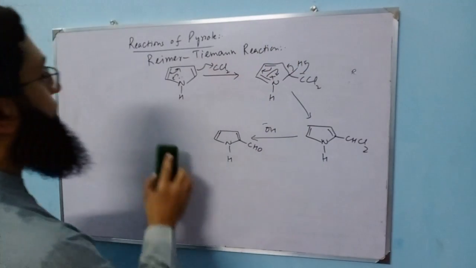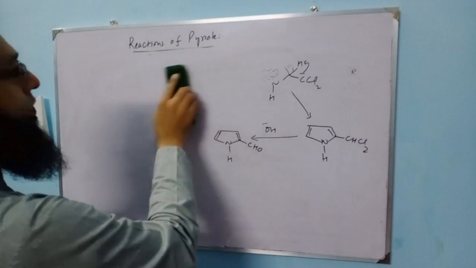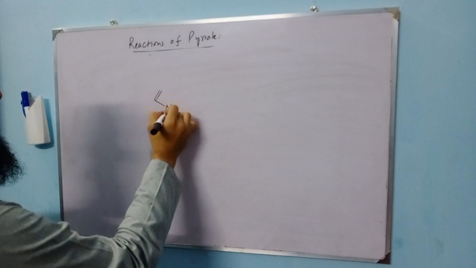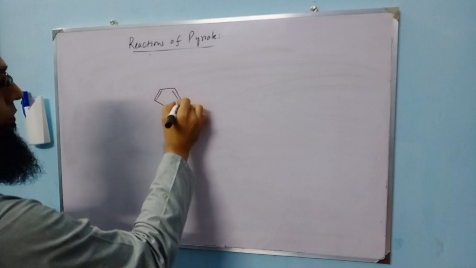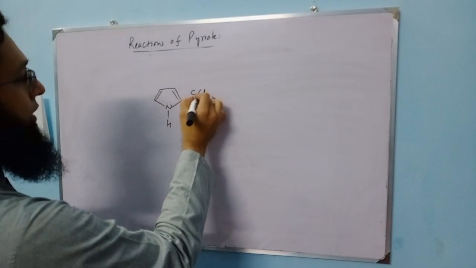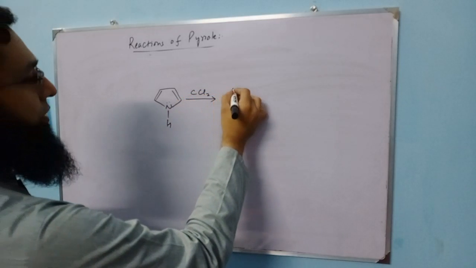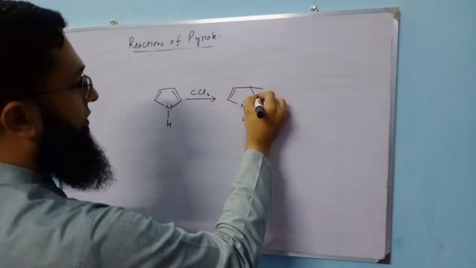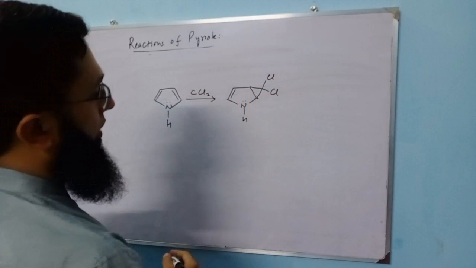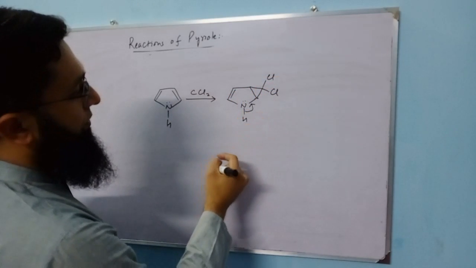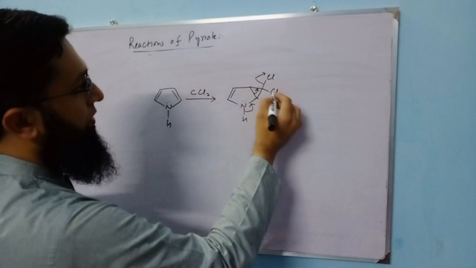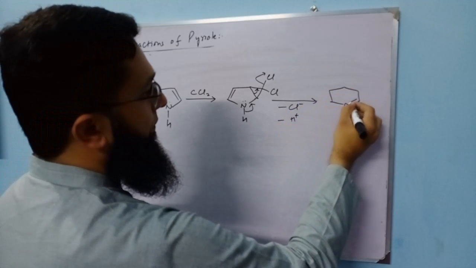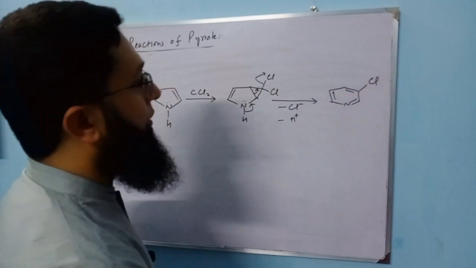Now next reaction, pyrrole reacts with dichlorocarbene via cycloaddition as well, and as a result of it, cyclopropanes are formed, and in this, the bond shifts here, this shifts here, and this is eliminated, so minus Cl minus H positive, and as a result of this we get 3-chloropyridine.